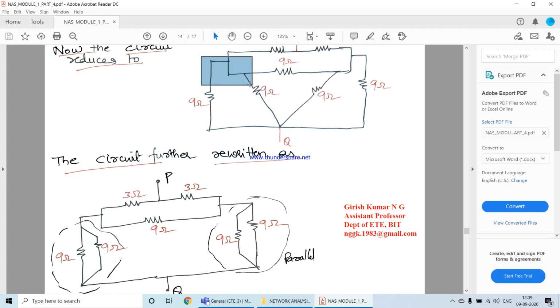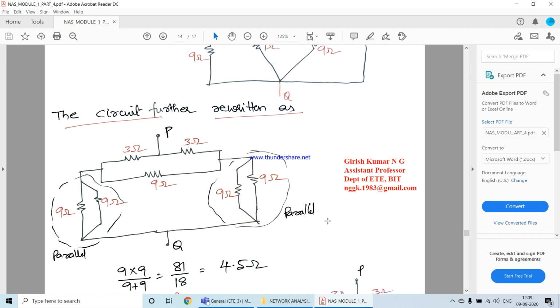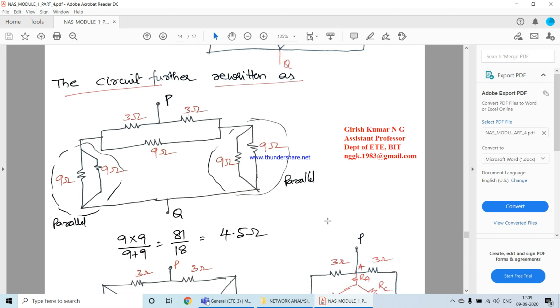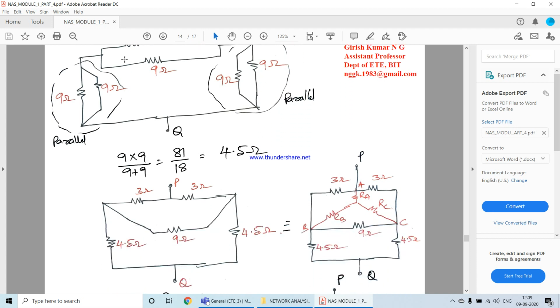So wherever you connect that 9 ohm, it is one and the same. It is connected here, you connect here, or you connect here, it is one and the same. So therefore 9 and 9 will be in parallel. Similarly here also, anywhere you connect, 9 ohm is in parallel with 9 ohms. So once you do that, 9 into 9 by 9 plus 9, we will get 4.5 ohms. So I'll replace now with this circuit. See, 3 ohm, 3 ohm, this 9 ohm will be as it is, 4.5, 4.5.